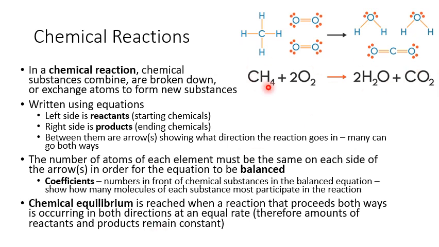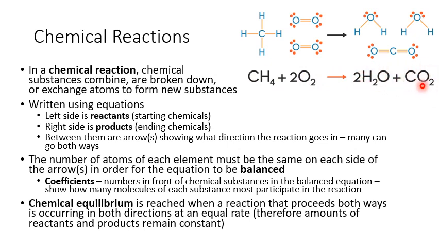So for instance, in this reaction here, you have the reactants over on the left side, methane and oxygen. This is O2, so that's actually molecular oxygen, two oxygens bonded together to make a molecule, even though it's just oxygen. So those are the reactants. Then you have the arrow showing that they will react to form the products, which are water and carbon dioxide.